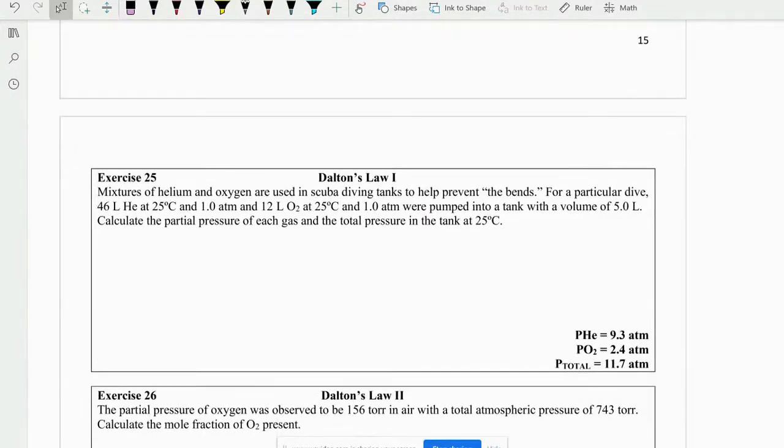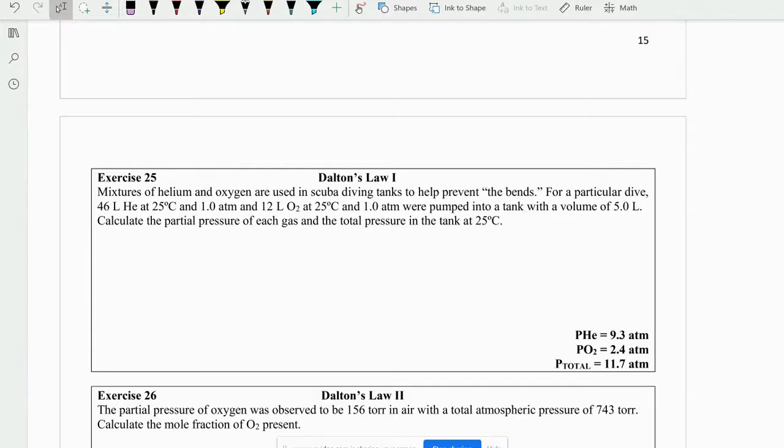We've got exercise 5, and we are looking at a mixture of helium and oxygen. They're used in scuba tanks to help prevent the bends. For those of you who have never been scuba diving, the bends, if you experience that, could be very painful. For a particular dive, 46 liters of helium at 25 degrees Celsius and 1 atmosphere and 12 liters of oxygen at 25 degrees Celsius and 1 atmosphere were pumped into a tank that had a volume of 5 liters. So it sounds like they're going to definitely compress the gas within that tank, okay? Calculate the partial pressure of each gas and the total pressure in the tank at 25 degrees Celsius.